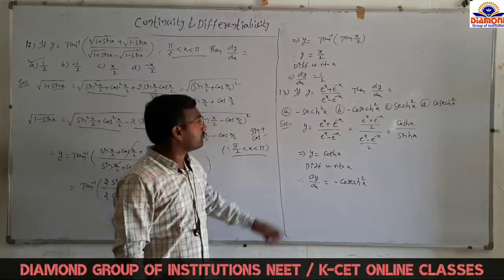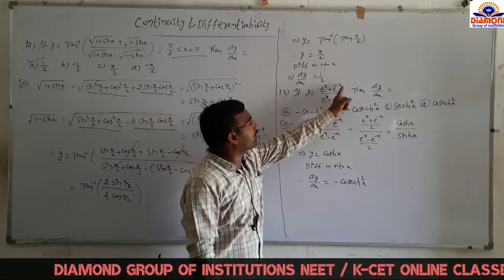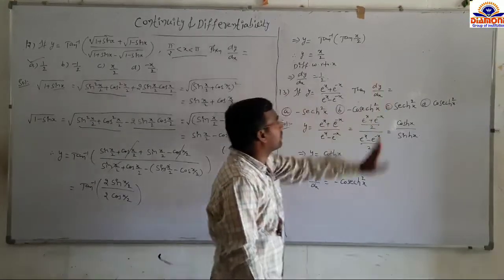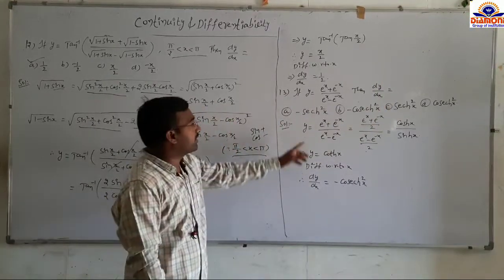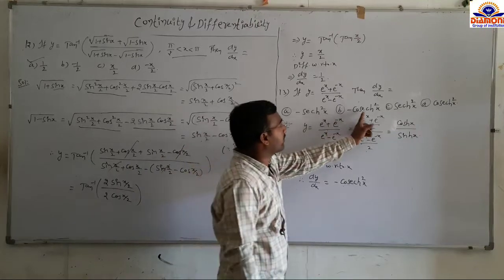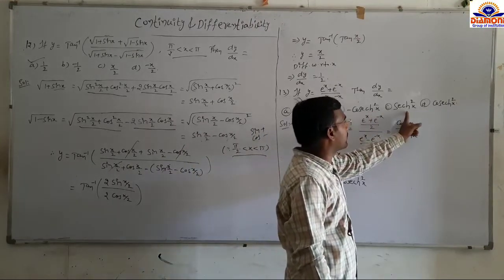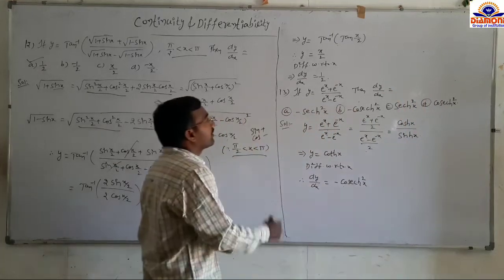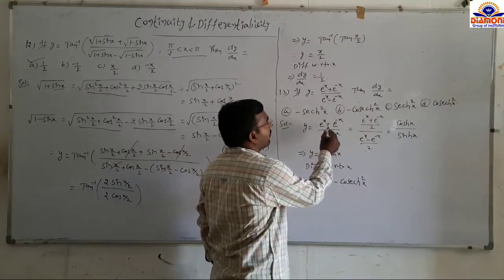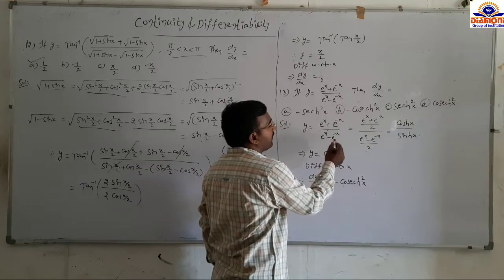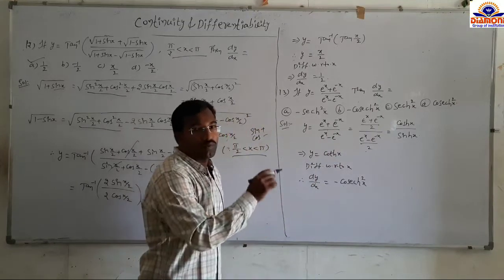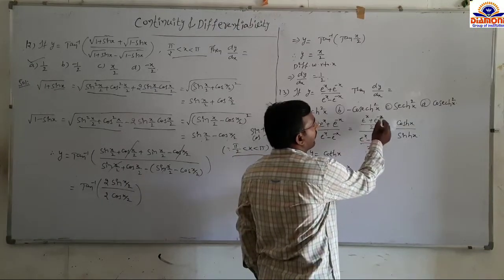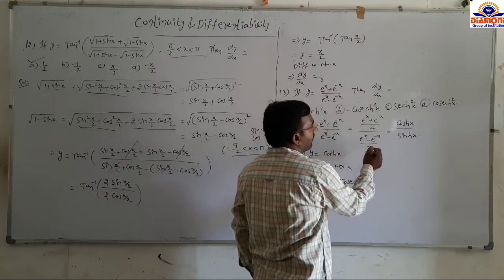Next problem. If y equals (e power x plus e power minus x) by (e power x minus e power minus x), then dy by dx equals: option A, minus secant h square x; option B, minus cosec h square x; option C, secant h square x; option D, cosec h square x. So what is the given function here? y equals (e power x plus e power minus x) by (e power x minus e power minus x). If you divide both numerator and denominator by 2, what you get is (e power x plus e power minus x) by 2 over (e power x minus e power minus x) by 2.